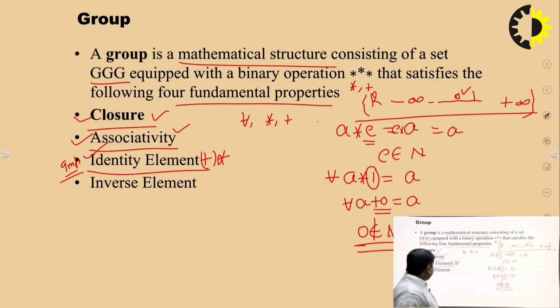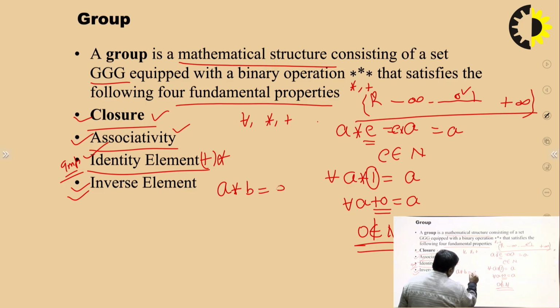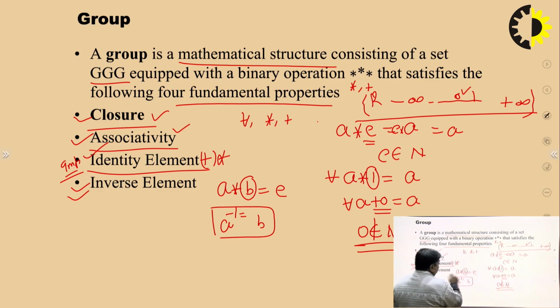Now the fourth one is the inverse property. The inverse property is very simple. Now A into B, if we get the identity element, then we can say that B is the inverse of A. We can write A inverse is B, if this condition is satisfied.